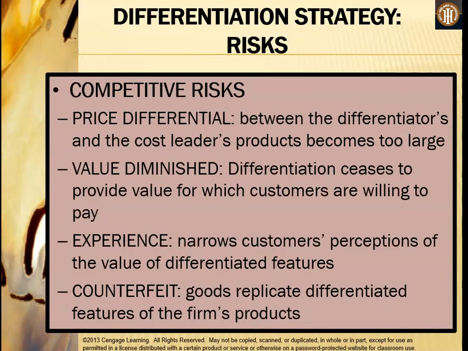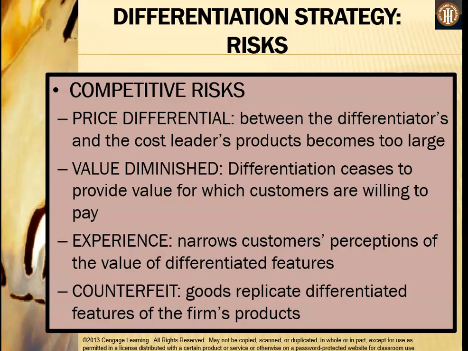Just like the cost leadership strategy, the differentiation strategy comes with risks. One is price differential, where the price difference between the differentiators and the cost leaders becomes too large. So the cost leader's product is very cheap and the differentiated product is very expensive. So the gap is very wide.